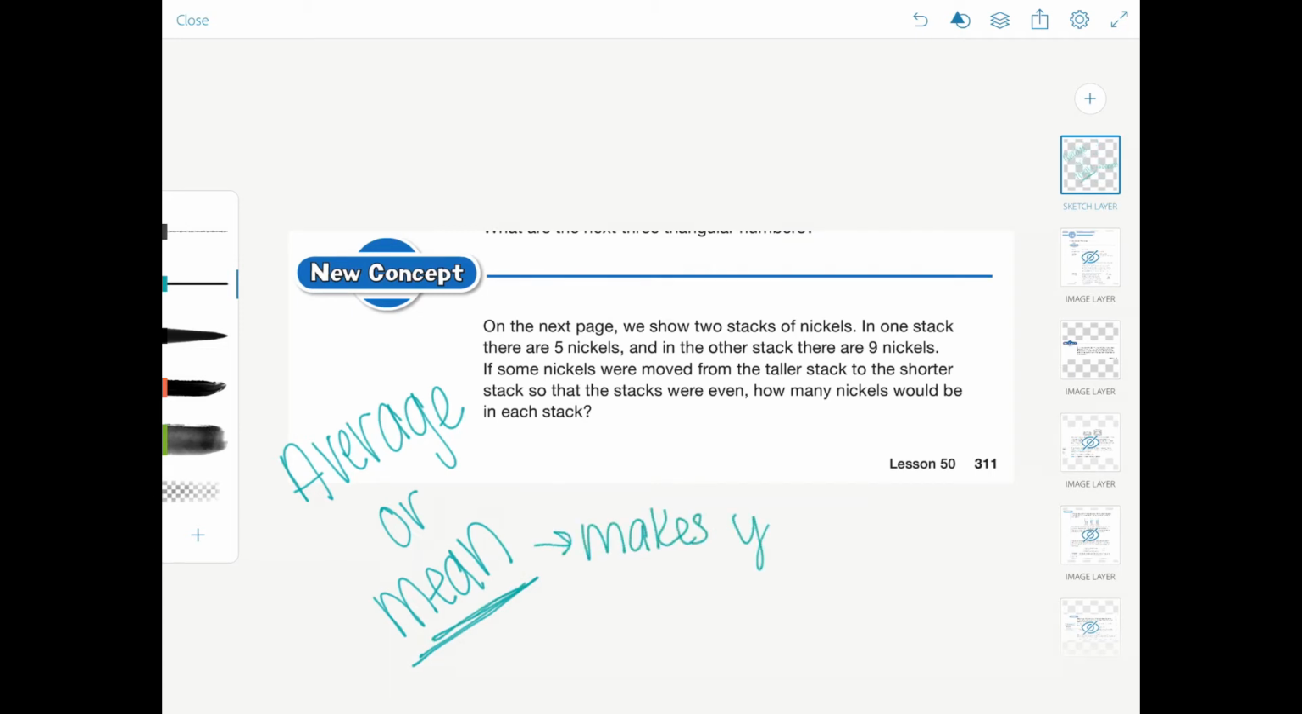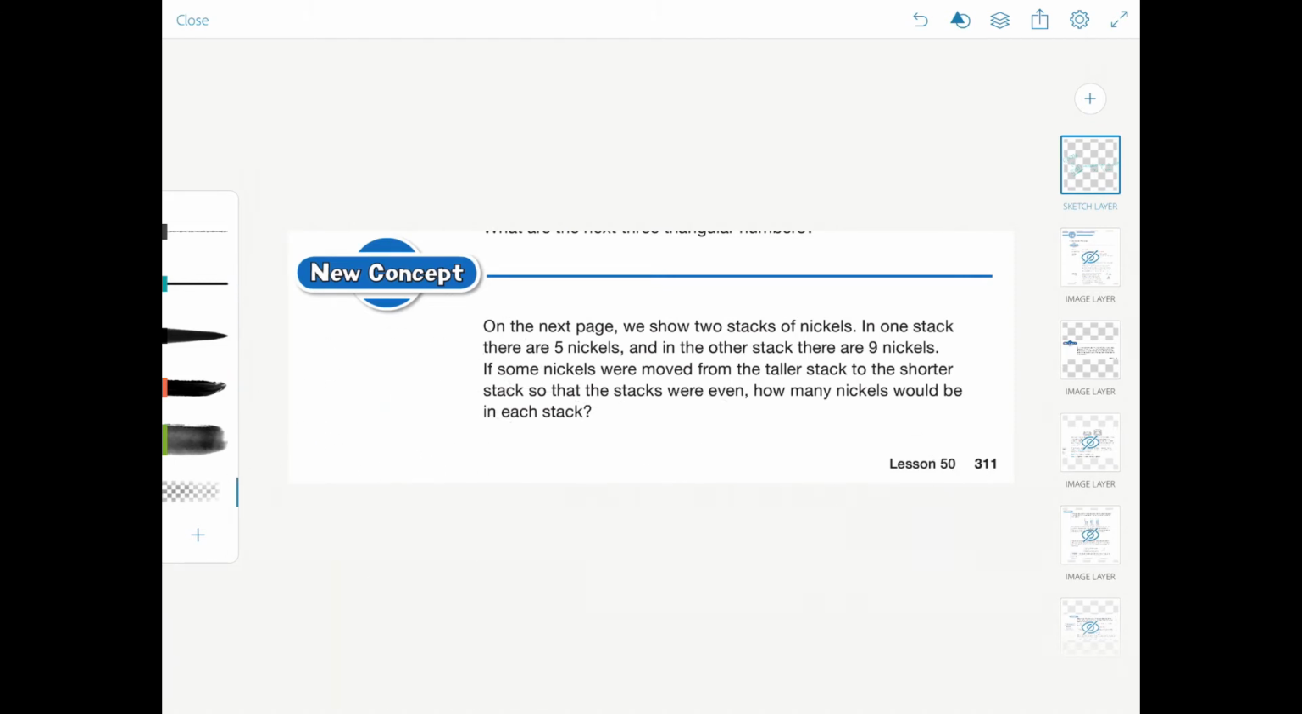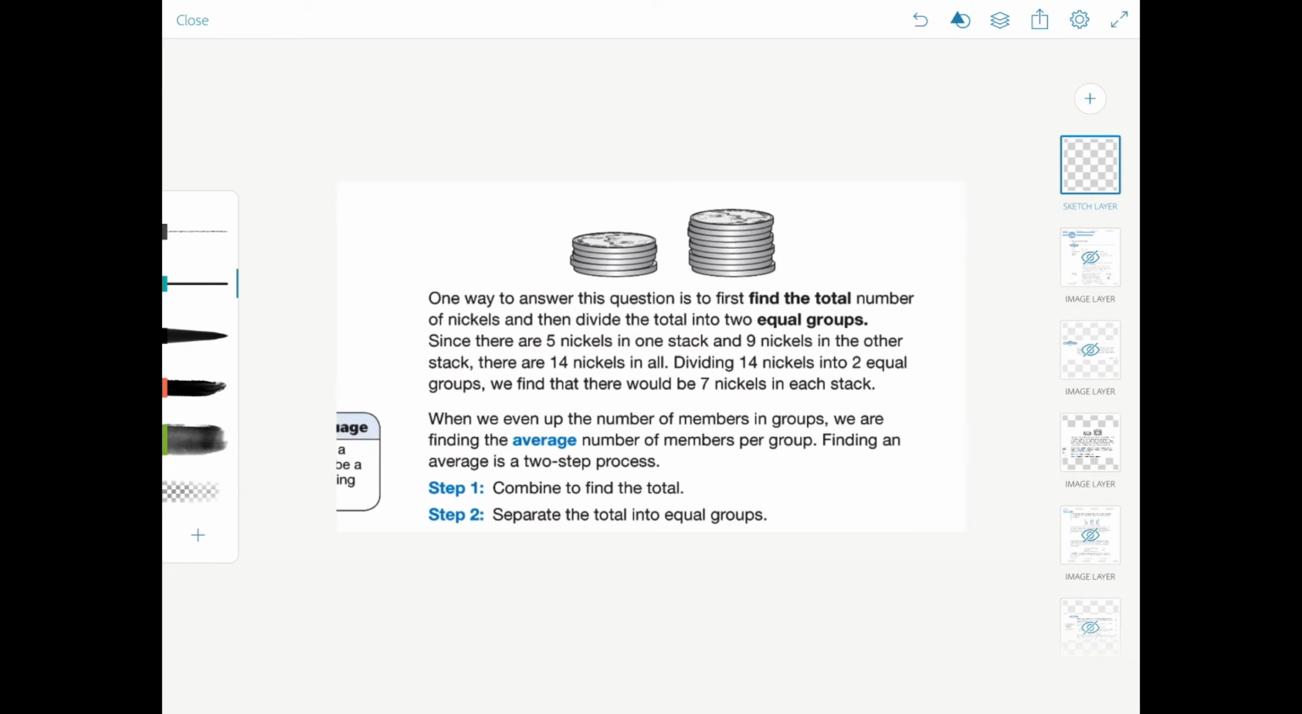The average or the mean is mean because it makes you do the most work. So we've talked about mean, median, mode, range. The mode is the most, the median is the middle. Well, the mean makes you do the most work. So you have to add the total number of things you have and then divide it into how many groups you want. So for this, we have to count. Well, what's 5 plus 9? We have to add all of our numbers. So we know we have 5 in one stack and 9 in the other.